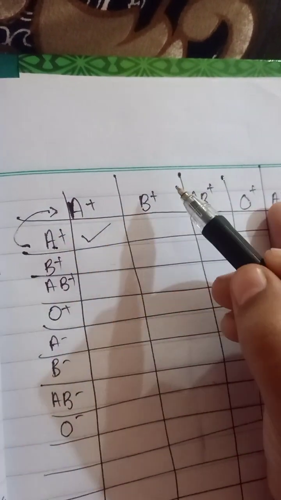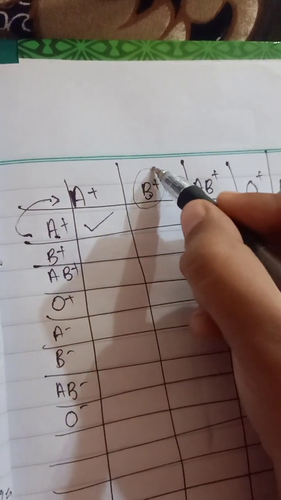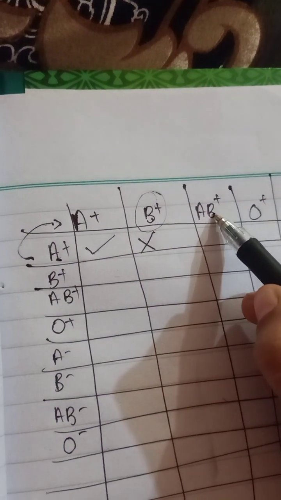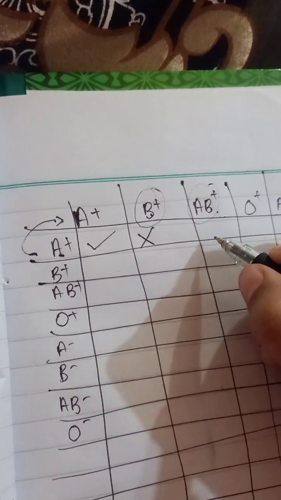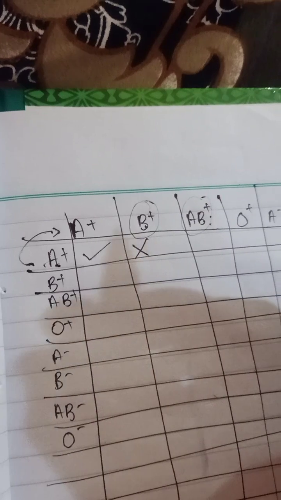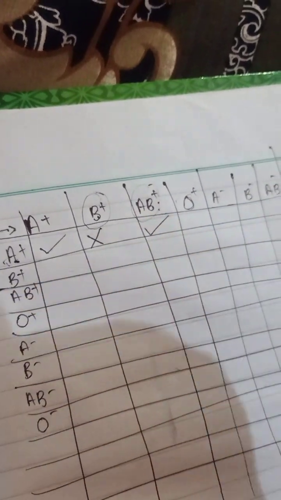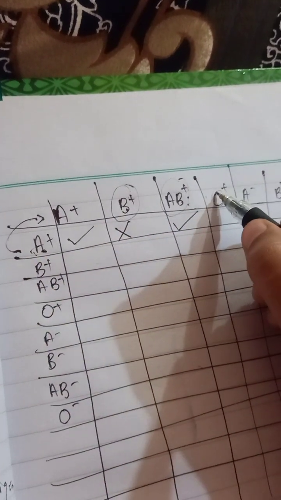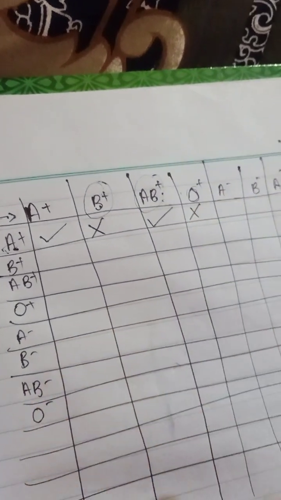Can A give blood to B positive? No, it cannot give, because B has the antibody A, so cross. If we talk about AB, they will have both antigens, but the antibody will be absent, so A can give blood to AB easily. If we talk about O positive, it has no antigen, but the antibody will be of A and B. A has the antigen A, so it cannot give blood to O positive.